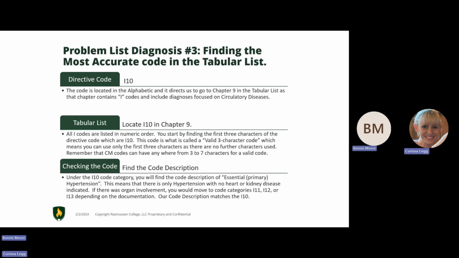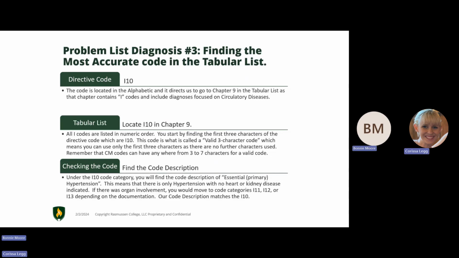So in medical assisting and physician offices, you would see this code a lot. A lot of people have hypertension. They may not have any other organ involvement. They may not have it tied to any other underlying disease. It's just hypertension. And that's I-10.